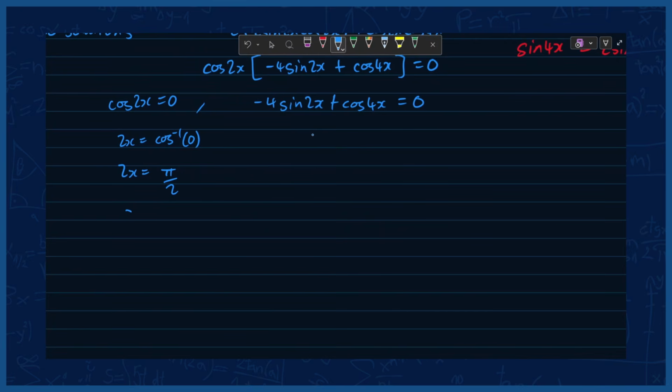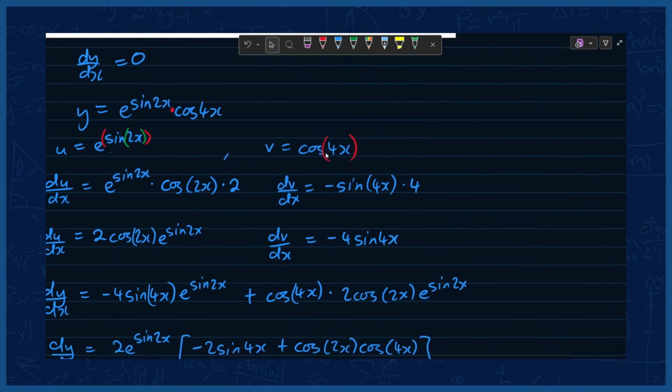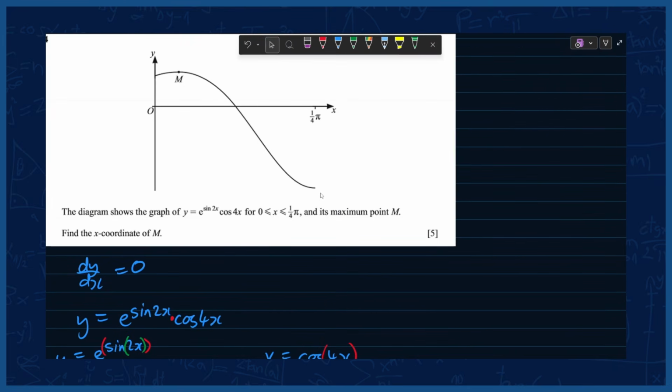Divide both sides by 2, and you'd get x is pi over 4. And I hope you can see that pi over 4 would actually be this minimum point of the graph.